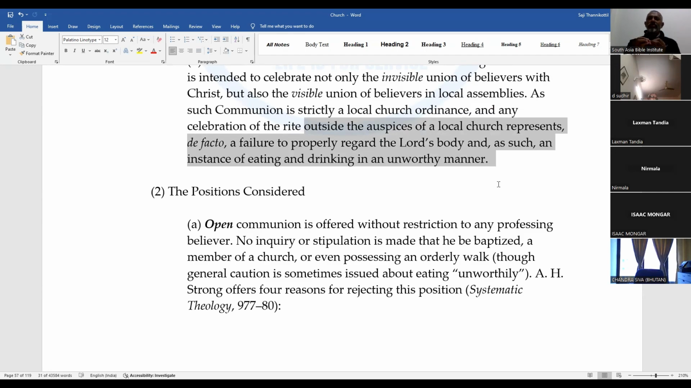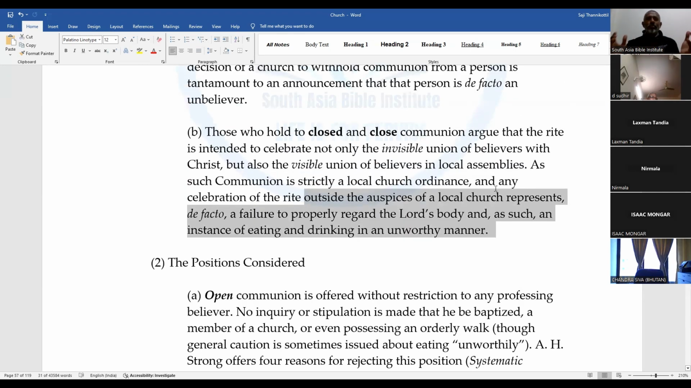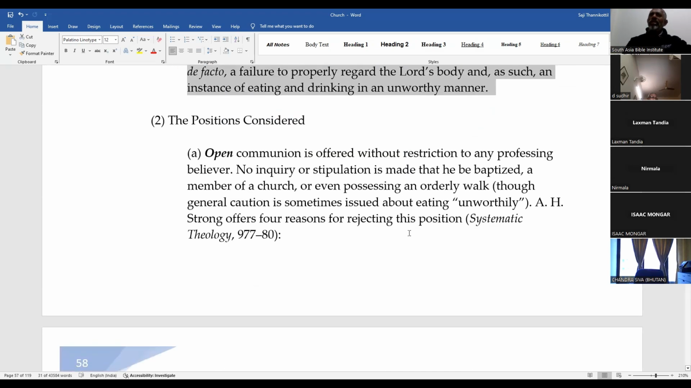So they believe that this is a local church ordinance. Basically, this is primarily for the members. Whether you observe closed communion or close communion, both of them believe that this is primarily for the members. Now let's go a little bit deeper, right?